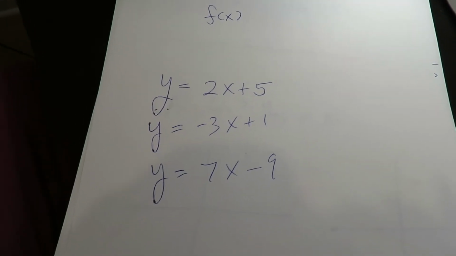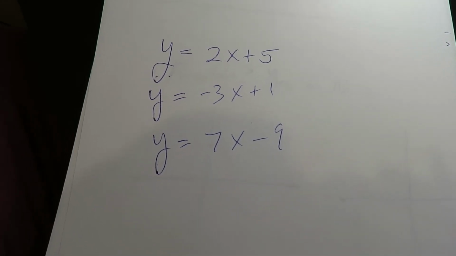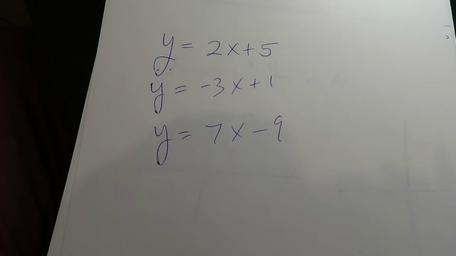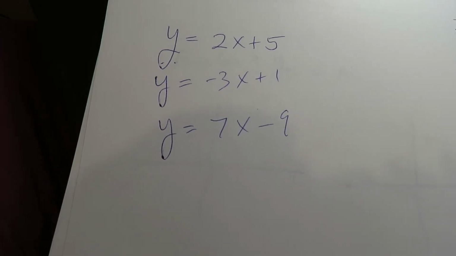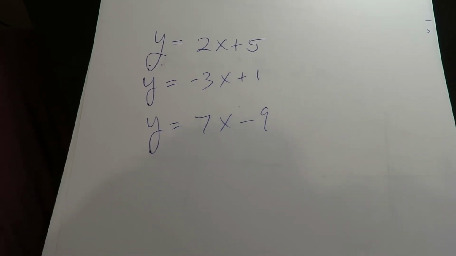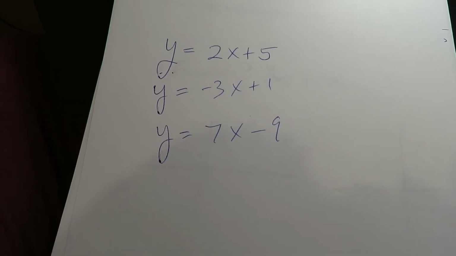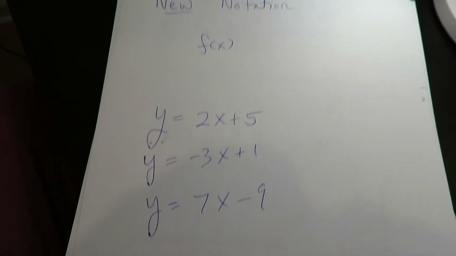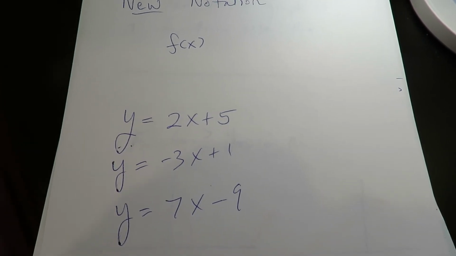Now the problem with this notation is that everybody is called y. Can you imagine if you're sitting in a class and everybody has the same name? Like Chris, Chris, Chris, Chris. You've got 35 Chris's. Which one are you talking to, right? So the idea with function notation is you start to give the functions unique names.